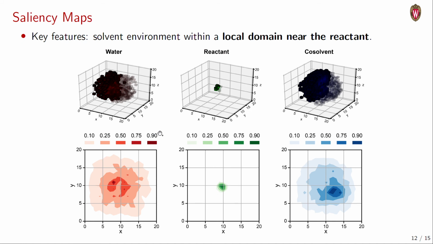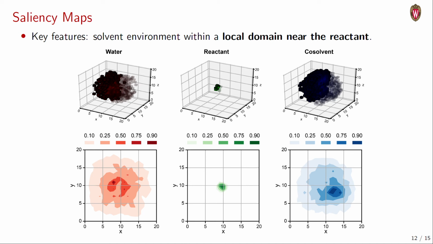The saliency map for 3D CNN is split into separate 3D grids of voxels for reactant, co-solvent, and water channels, with each voxel colored according to its normalized saliency value using the same color scheme as the input voxel representation. Transparent voxels are unimportant to model predictions.